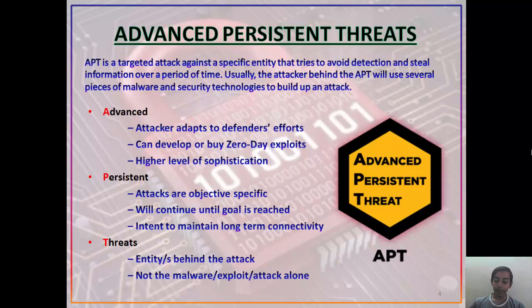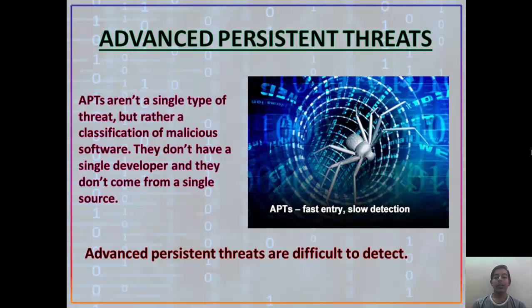Now in the threats, you might see that threat is not the malware or exploit or attack alone. What does this mean? This basically means that APTs are not a single type of threat, but rather a classification of malicious software. They don't have a single developer and they don't come from a single source. So APT is not just a virus, a worm, a malware, a hacktivist, or one particular thing, but a combination of all those, organized into a package.